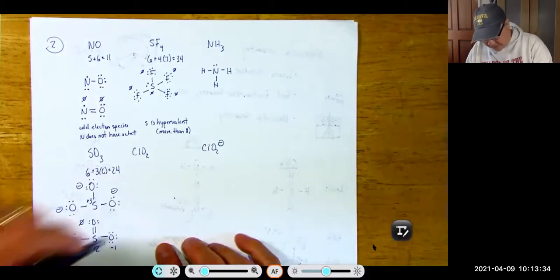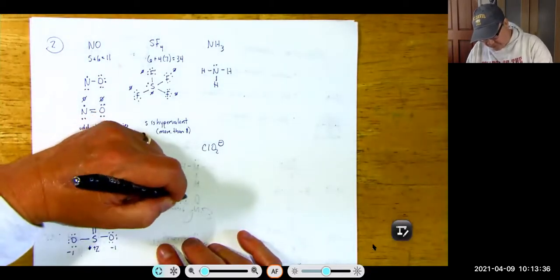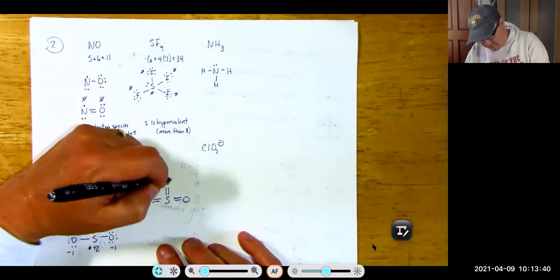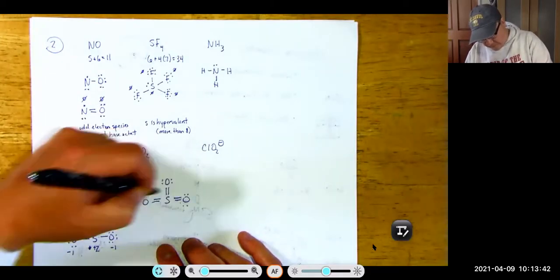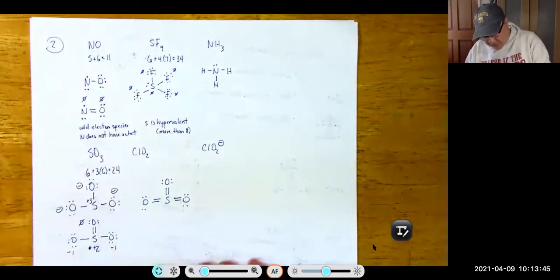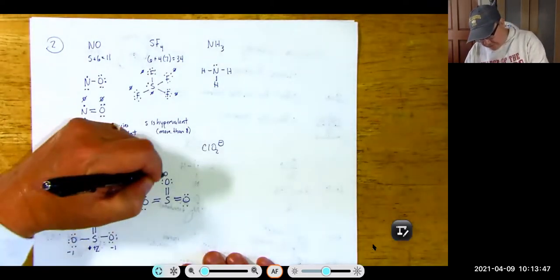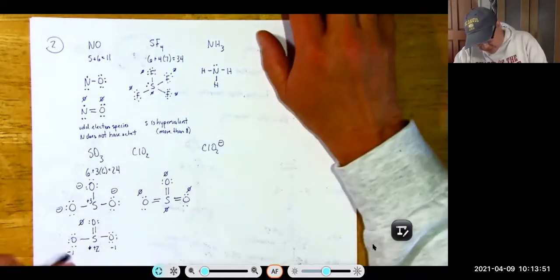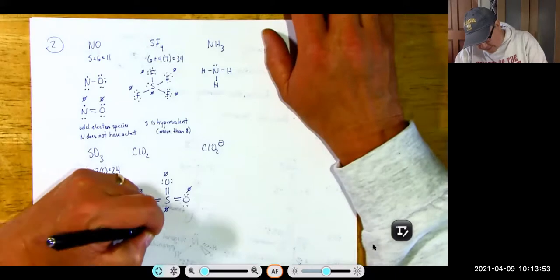Well, guess what happens if we do it twice, or 2 more times, I'm sorry. We still have 24 electrons, but the formal charges are all 0. So this is the structure we're going to draw. And again, sulfur is hypervalent.